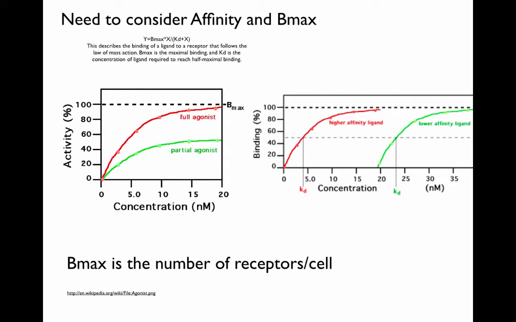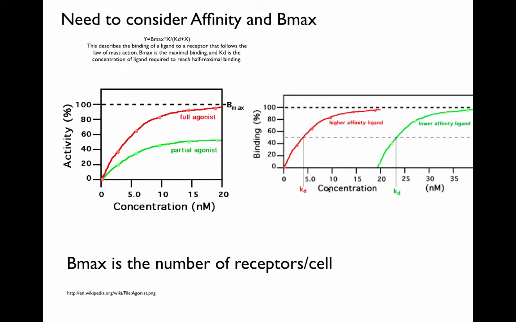When we are making a targeted ligand, you absolutely have to consider affinity and Bmax. Bmax is an easy parameter. Bmax is the number of receptors per cell, or the number of binding partners per cell. This is this dotted line up here. That is the Bmax. Affinity, on the other hand, is the concentration where half of the receptors are full, so half Bmax. That's the affinity. That is called KD, or the affinity constant.